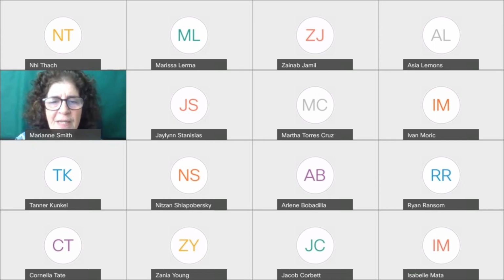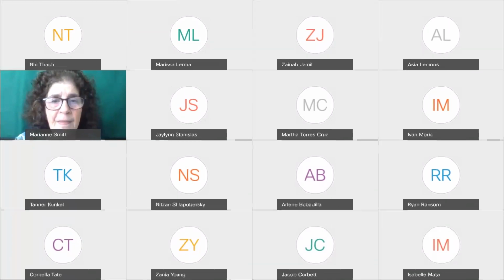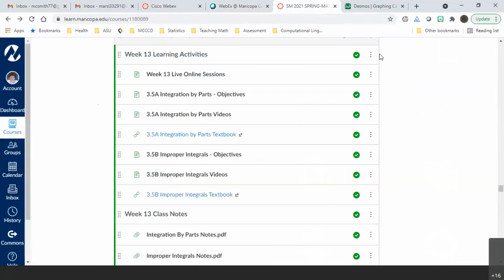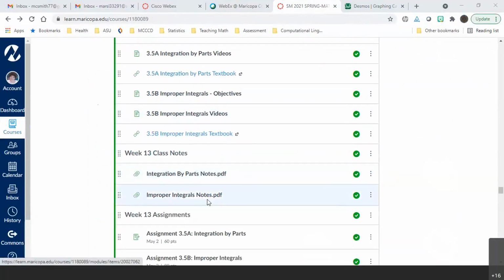Okay, I'm going to begin by sharing my browser and show you where we are in the course. We're currently in week 13. And here's the integration by parts stuff. Here's the improper integrals material. And I'm going to be using improper integrals notes. So if you want to open that file, or if you already printed it off, great, whatever. But I'm going to be looking through that as we move through the class. And again, if you have questions on anything as we go, please feel free either unmute yourself and ask your question or pop it into the chat.